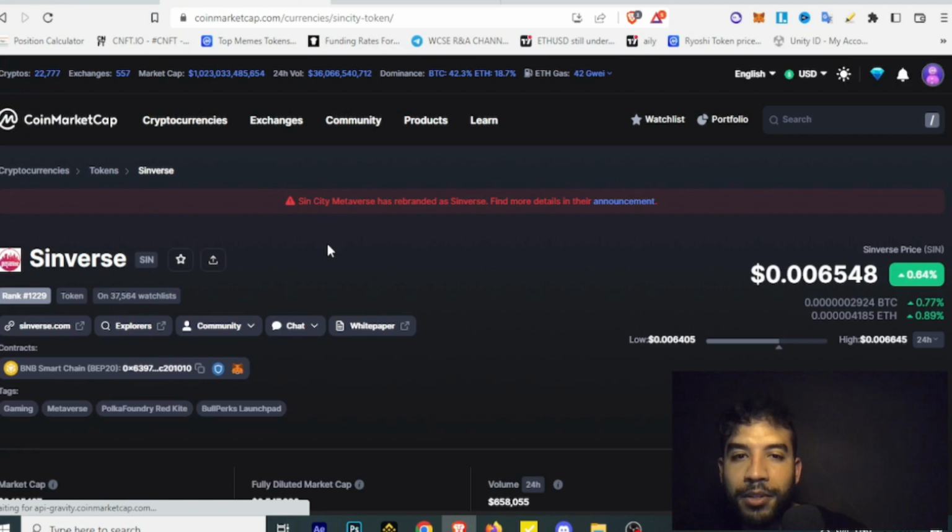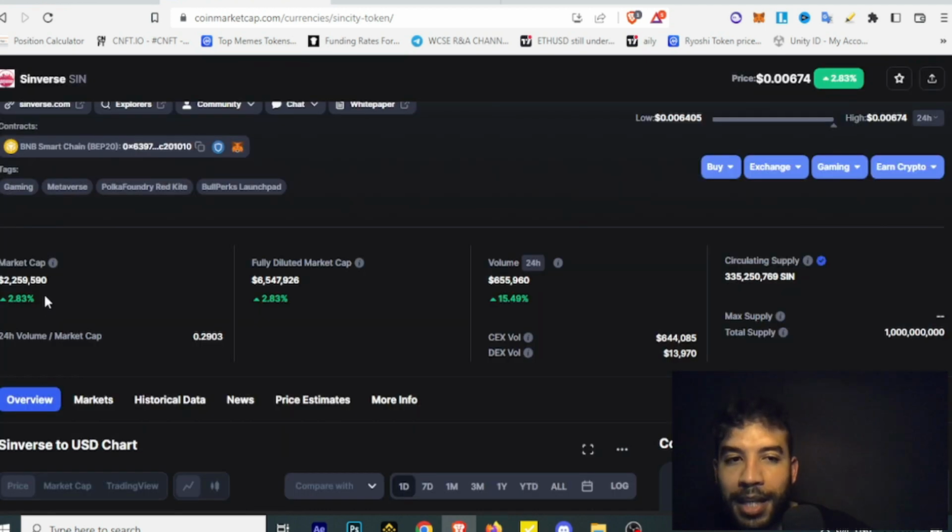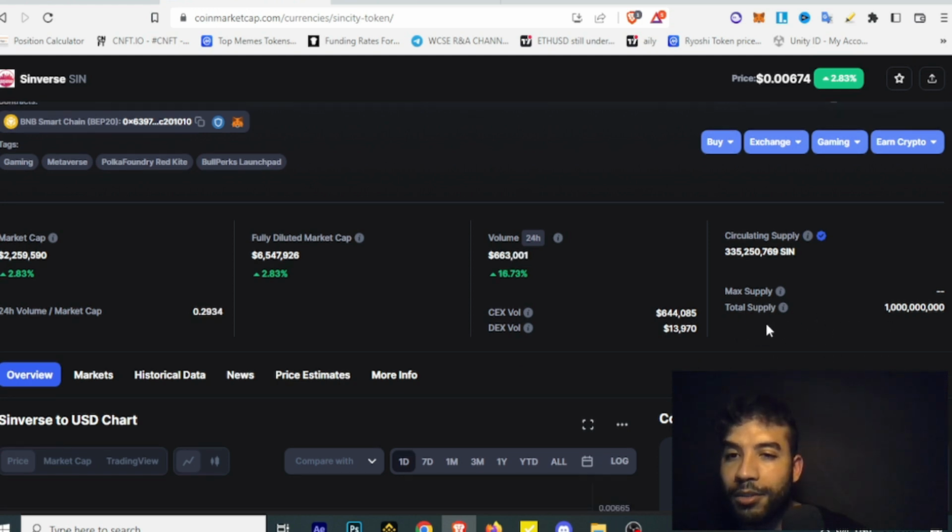Synverse. So Sin City Metaverse has rebranded to Synverse. So they used to be something else. This market cap is 2 million. We do not have a max supply right off the bat. This is bad news. They have a $1 billion total supply, but no max supply, which means that they can mint an infinite amount of these tokens, which is really bad.